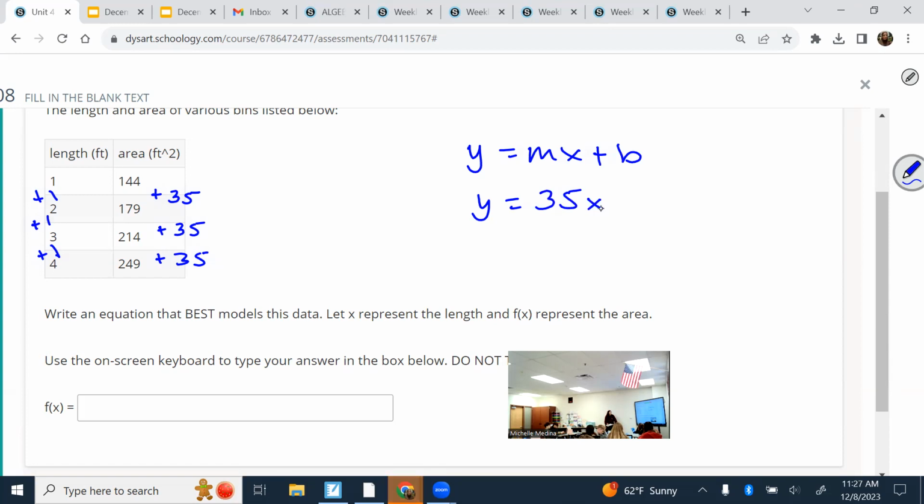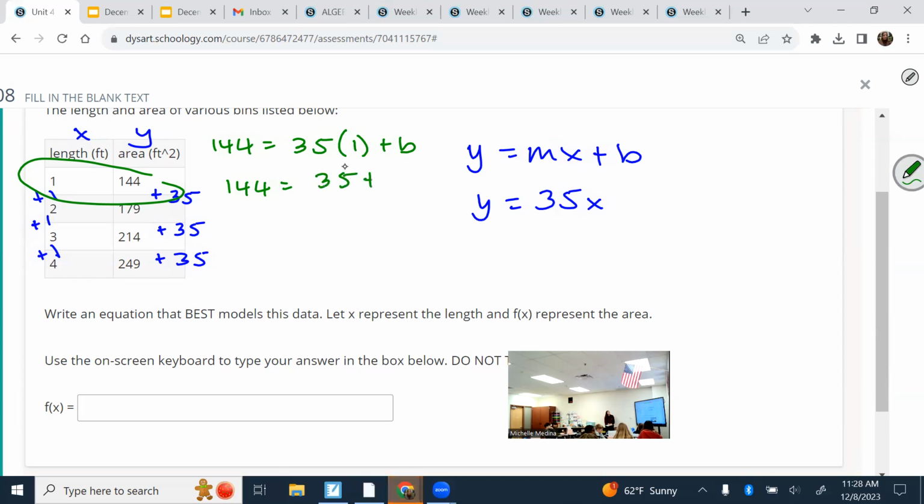Now for my y-intercept, you have a few options. I'll tell you one way, and then I'll give you an easy thing to remember. So you have coordinates here, like these are x's, these are y's. You could just pick one, like the first one, because we actually don't know what b is yet. And you can plug this in for y, and plug this in for x, and solve for what b is. So it's 35 times 1. Okay. Get the b alone.